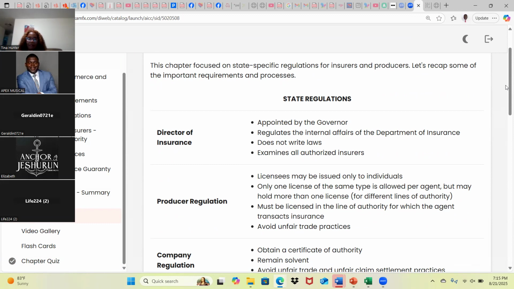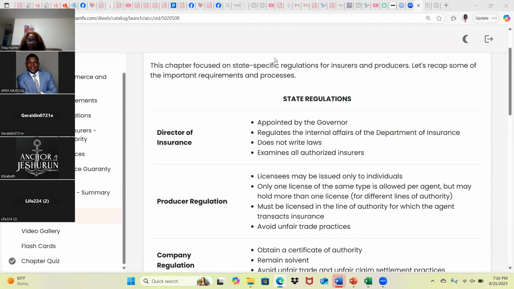And the person who regulates insurance in a state is, again, for some states, they call it the Commissioner of Insurance, and in other states, they call it the Director of Insurance. So pay attention to that. Those two terms, Commissioner of Insurance and Director of Insurance, you always see that in the exam.